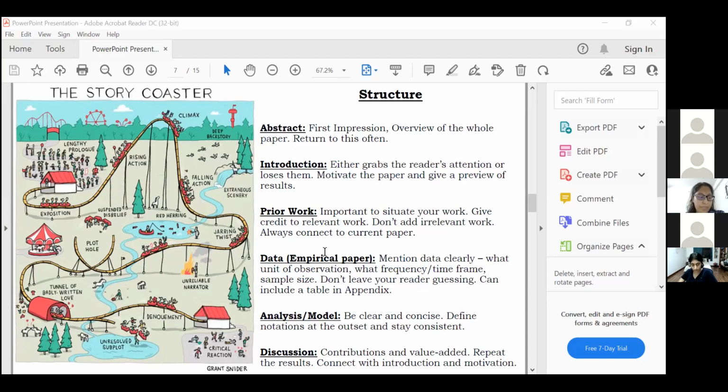What you should make sure is that it flows neatly. It flows well. It should not feel disconnected to your reader. And I'll give you some tips on how to do that. Okay.